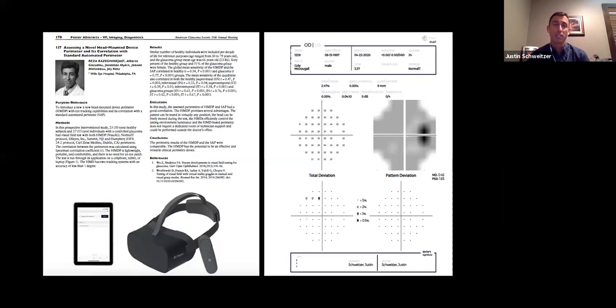One thing to point out with this particular test is it is a little longer than the SITA Faster and the SITA Fast, but they recently made some changes to it, and they've made the testing time much shorter. And so I think this instrument or this technology has a place in our practices, and it'll be interesting to see kind of where it goes.